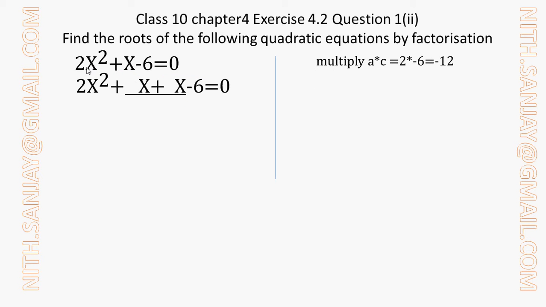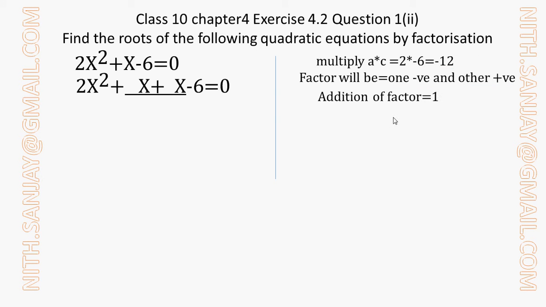First of all, we will multiply the coefficient of x square and this constant term. So we call this a and we call this c, and we will multiply a and c. So we are getting 2 into minus 6, which is equal to minus 12. Because this is a negative term, we can conclude that one factor will be negative and the other factor will be positive, because a negative product is only possible if we multiply a negative number with a positive number.